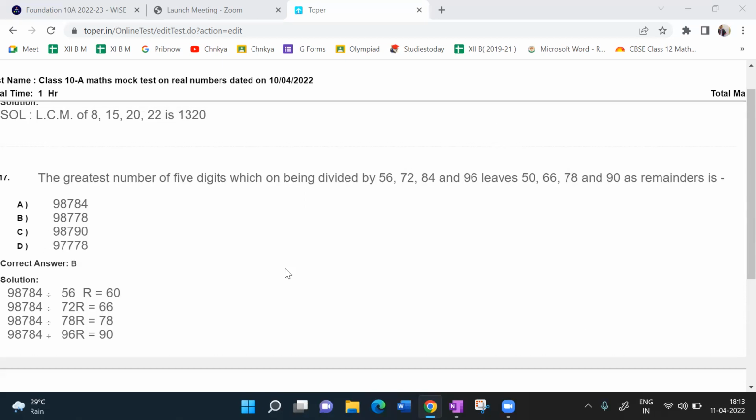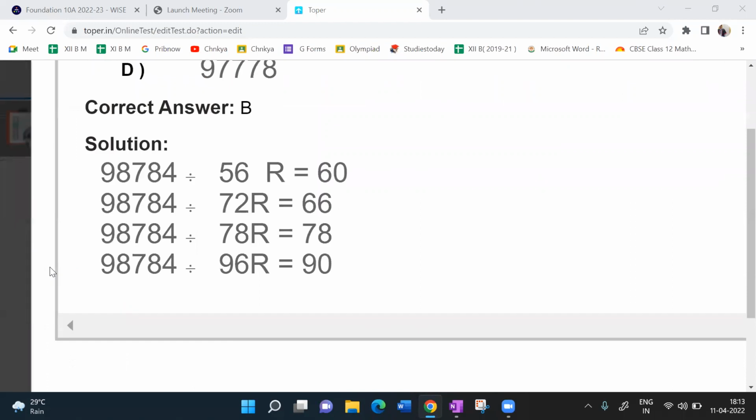Okay. Even you can do that. 56 minus 50 is 6, 72 minus 66 is 6. Everywhere you are getting 6. That is what your question is. And look at this, guys. Factorize that, and you will get the solution. Check here.